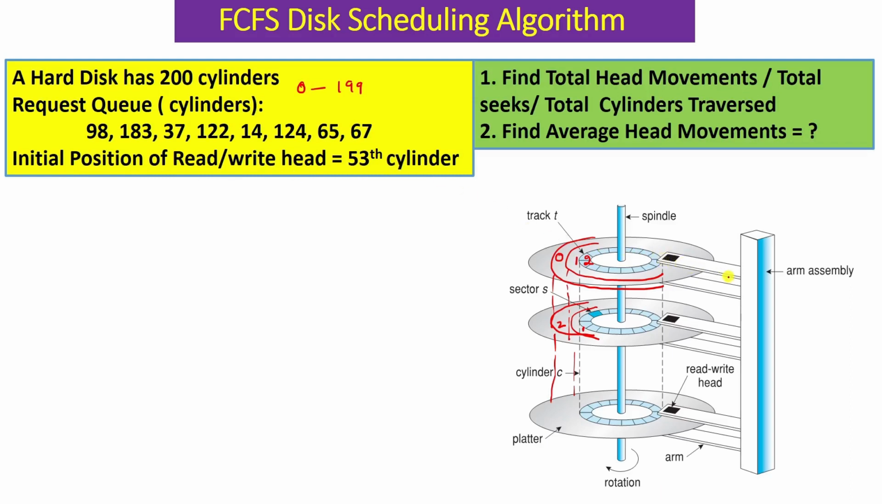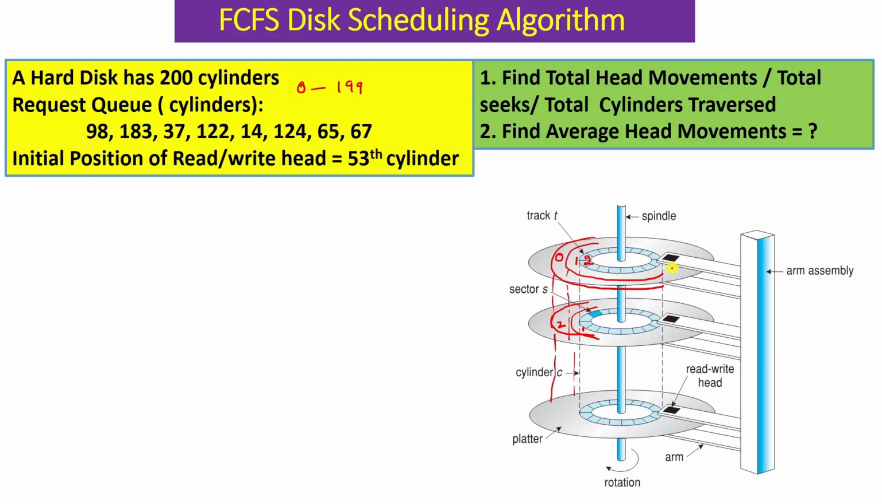That means this is your read write head, and initially it is on track 53. This is the current position of the read write head. Now the question is asking you to tell the total number of head movements. Head means this read write head. Or you can say the total number of seeks, or the total number of cylinders traversed in servicing all these requests. And second, find the average head movements: on average, how many times your read write head moves in servicing all these requests. So this is the question.